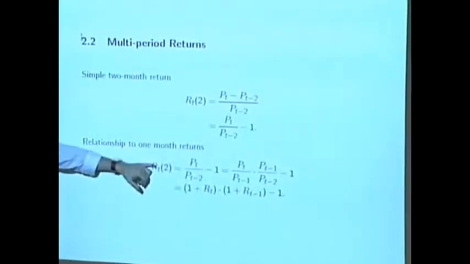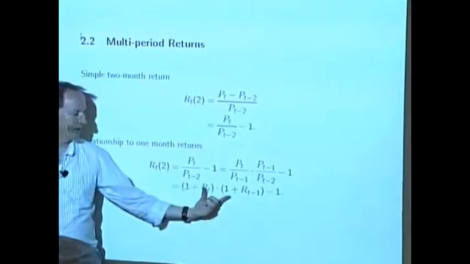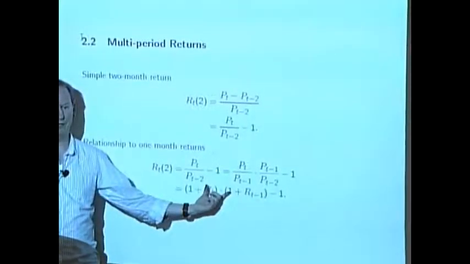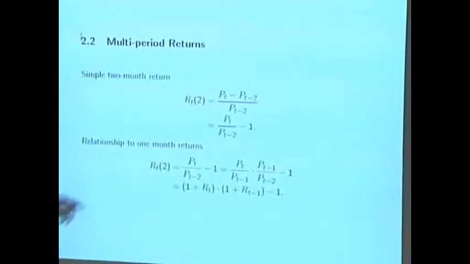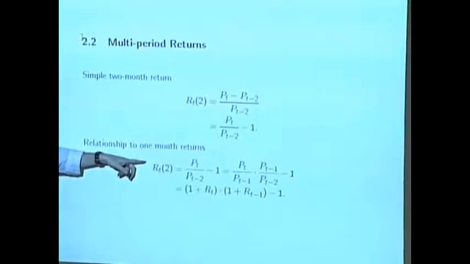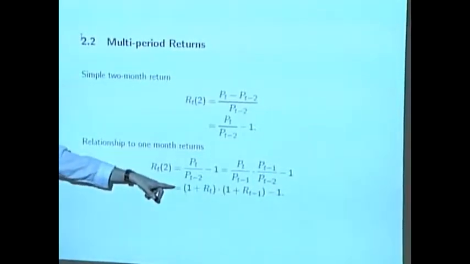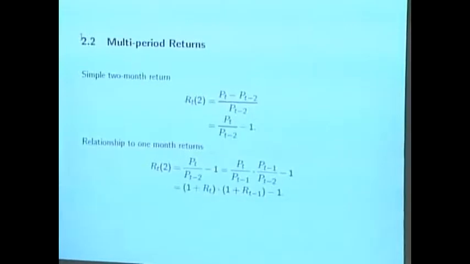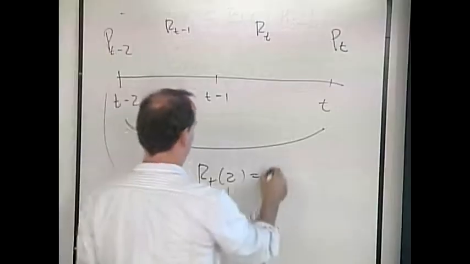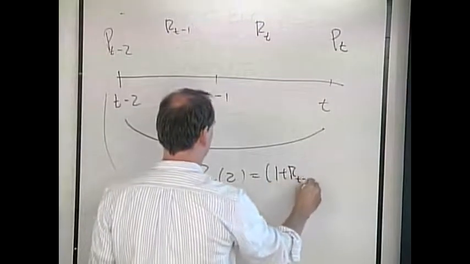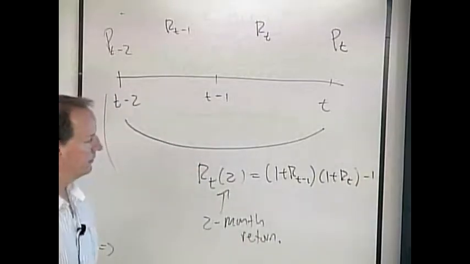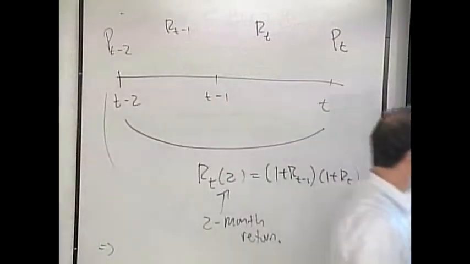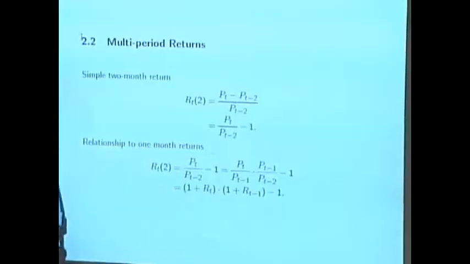So notice that the 2-period return is this, called a geometric average of 2 1-period returns, and then minus 1. So notice this 2-period return is not the sum of 2 1-period returns, but it's a multiplicative relationship. So the relationship here is then equal to 1 plus Rt minus 1 times 1 plus Rt minus 1.